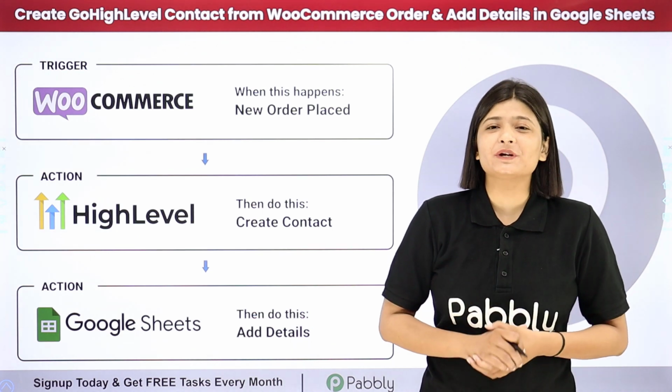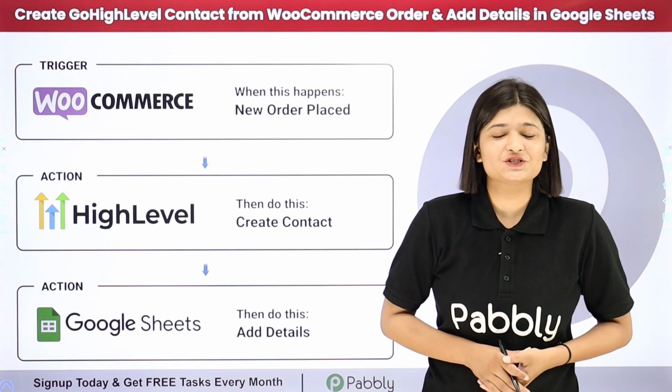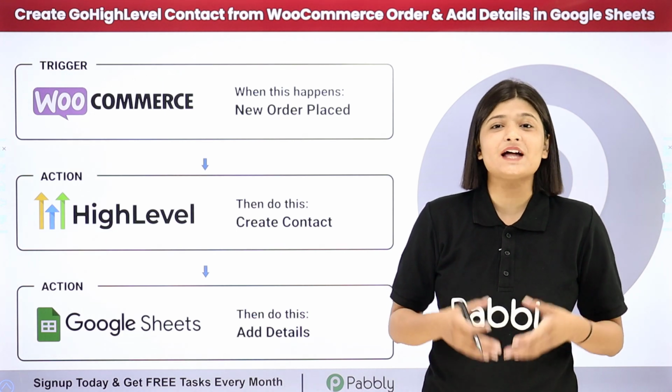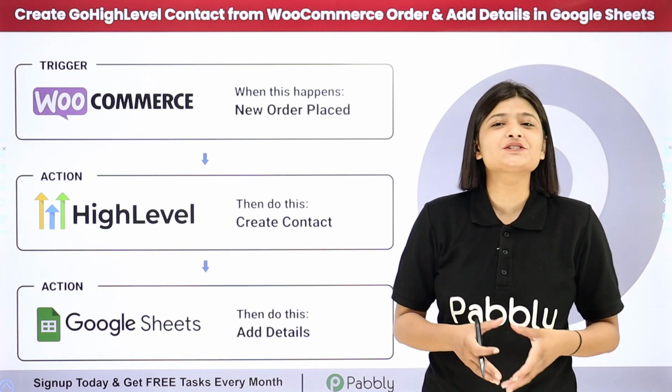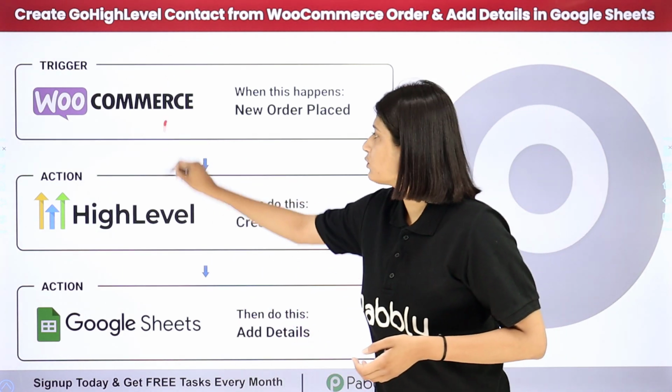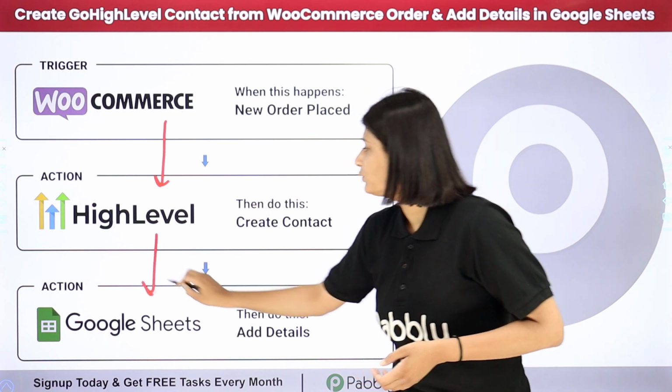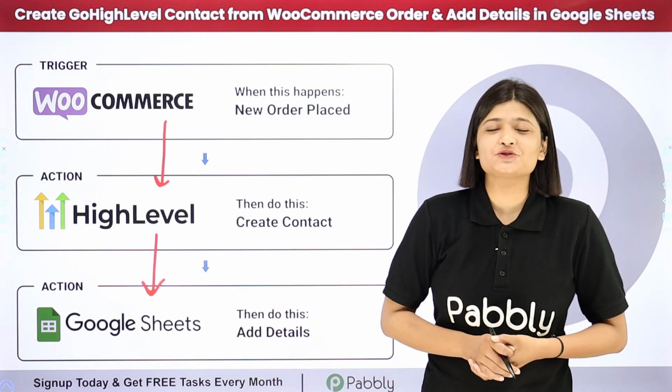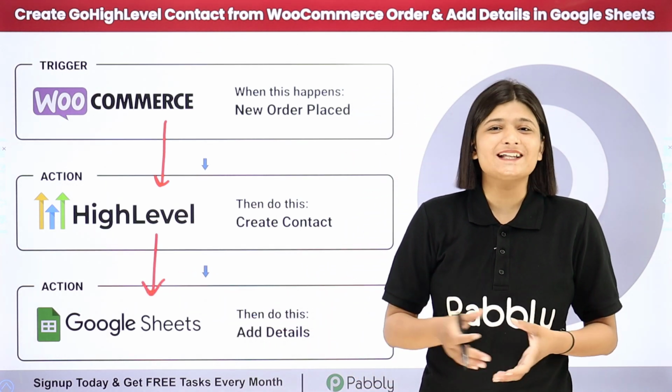So I can do this automation with the help of Pabbly Connect. Pabbly Connect is an amazing automation and integration software which requires no coding or programming skills. Here I just need to build a connection between WooCommerce, Go High Level and Google Sheets. Pabbly Connect runs on two principles, which are trigger and action.